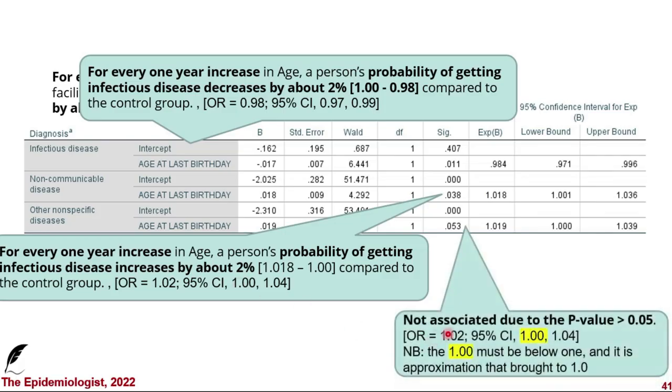However, there is no association for the third row, since the p-value is above 0.05. The odds ratio equals 1.02, with a 95% CI of 1.00 to 1.04. Notice that the lower limit of 1.00 is an approximation, which rounds to 1.00.